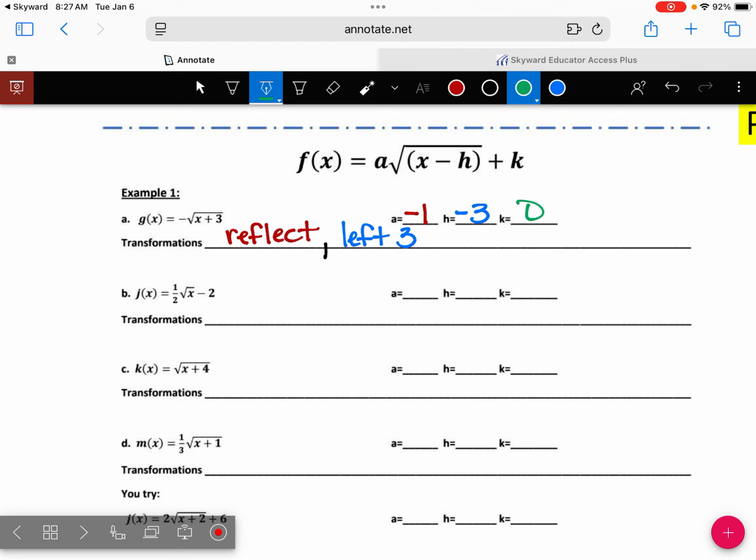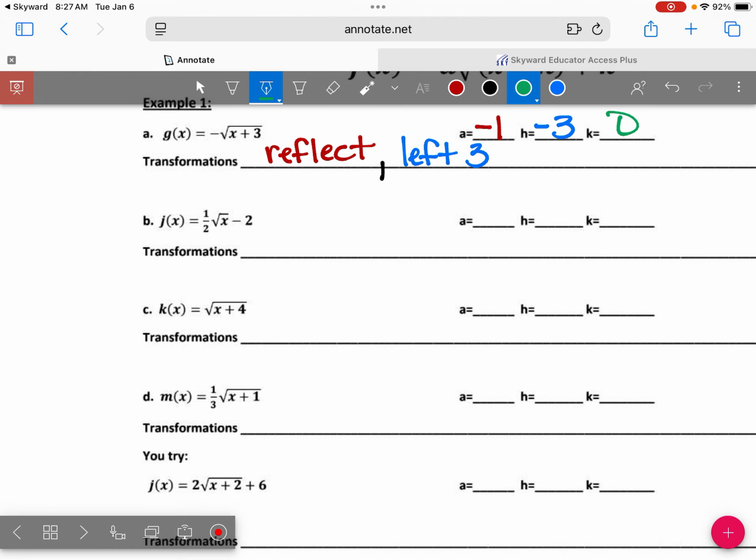Making sense so far? All right, let's look at the next one, B. And then I'm gonna do the first 3, and then I'm gonna let you all do the last 2, and I'm gonna walk around and see how many of you all are really with me. You know, let's just see.